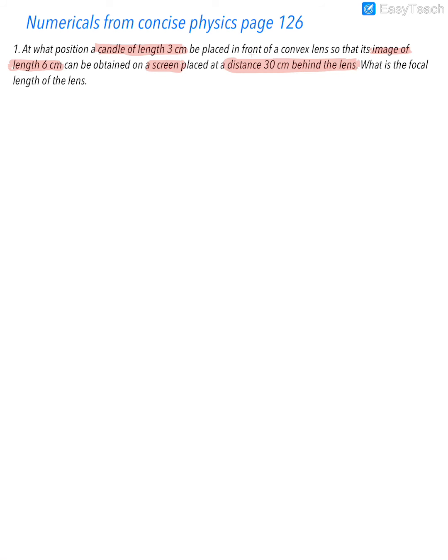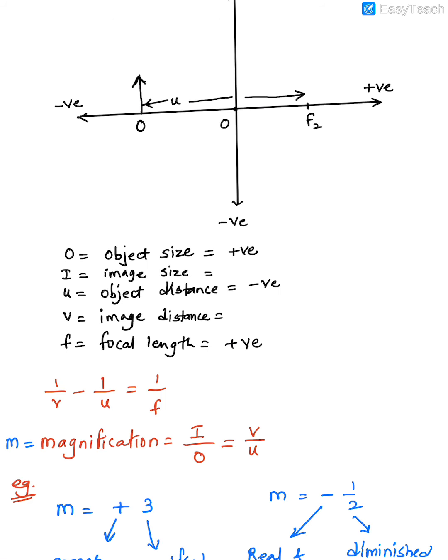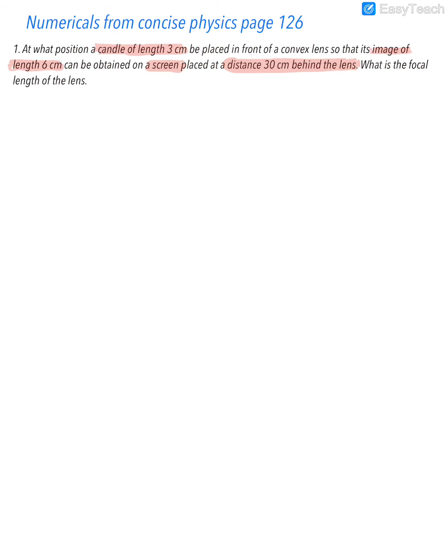Guys, one more very important thing. I think I missed telling you that whenever an object is placed, this side is called in front of the lens and this side is called behind the lens. Mark it. It will come very often in these problems. What is the focal length of the lens also? So we have to first find out at what position. I'll just write down the data first, guys, and then solving is pretty simple.